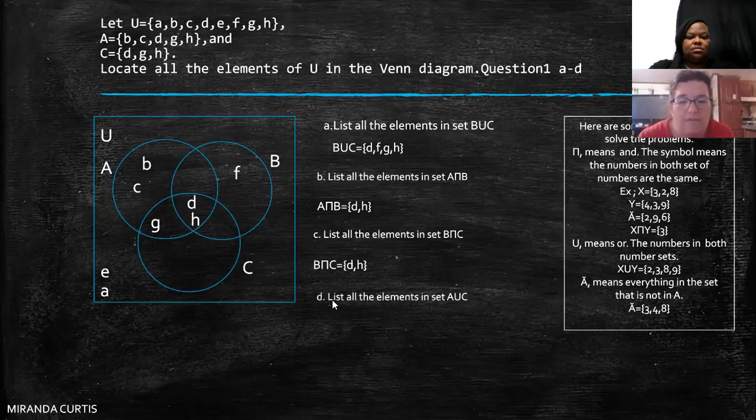Okay, then we have D. It says list all the elements in set A and U. And then we look over here, and it has everything in it. We have B, C, D, G, and H. Okay.